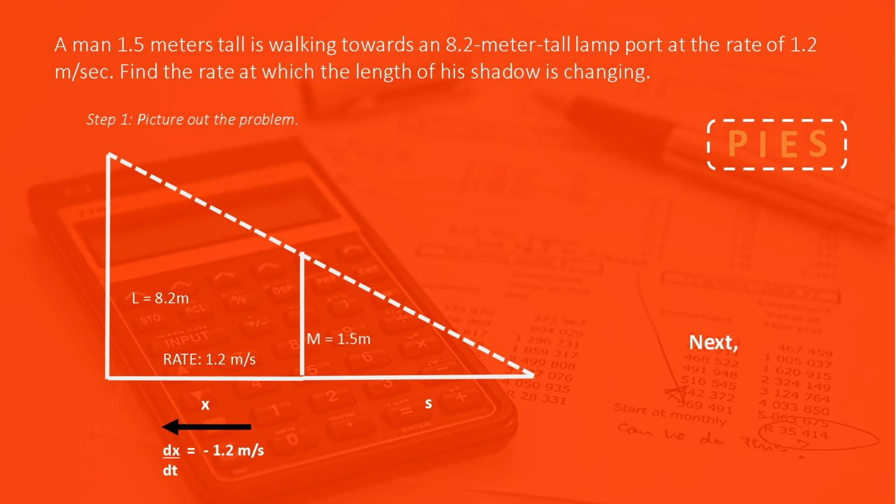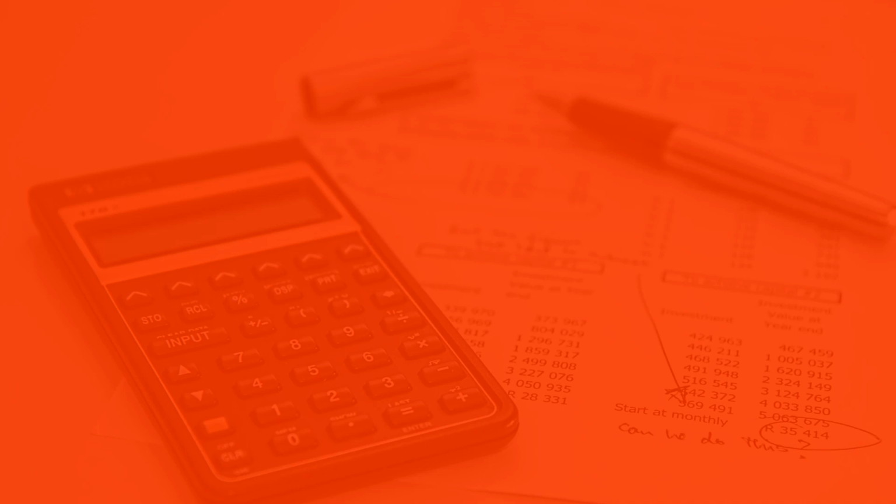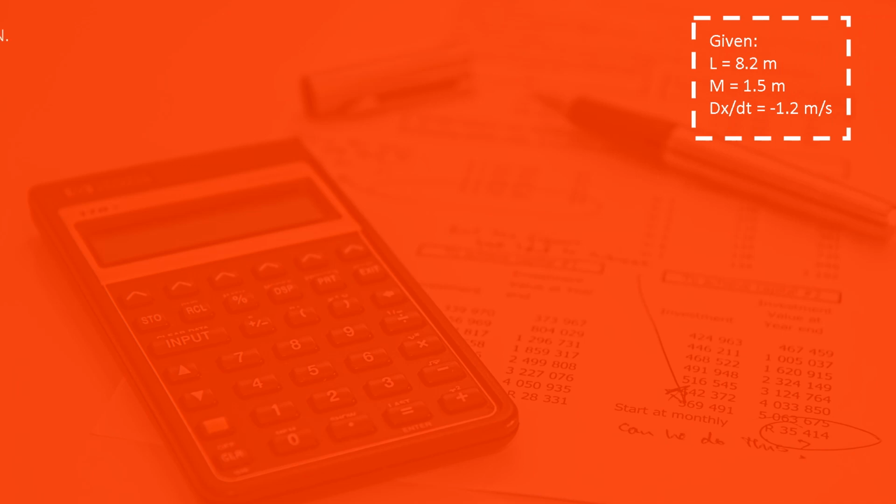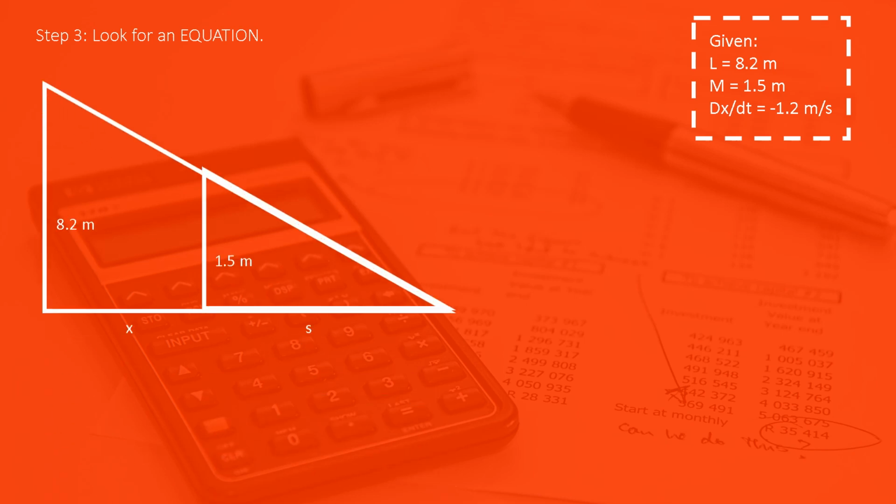Next, the problem is looking for the rate at which the length of his shadow is changing, or simply ds over dt. Now, we have pictured out the problem and identified what are the given. Let's now find an equation that would suit what is required. In our problem, we're going to use similar triangles.